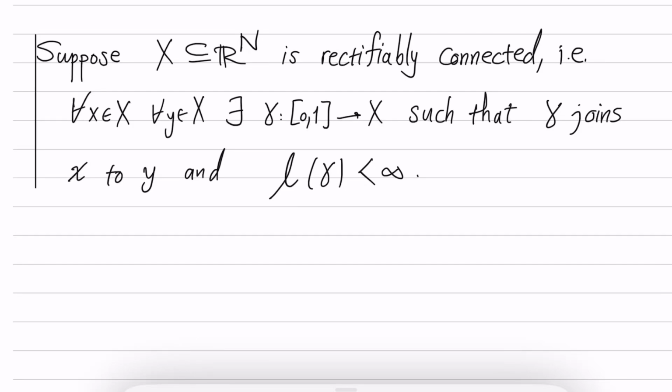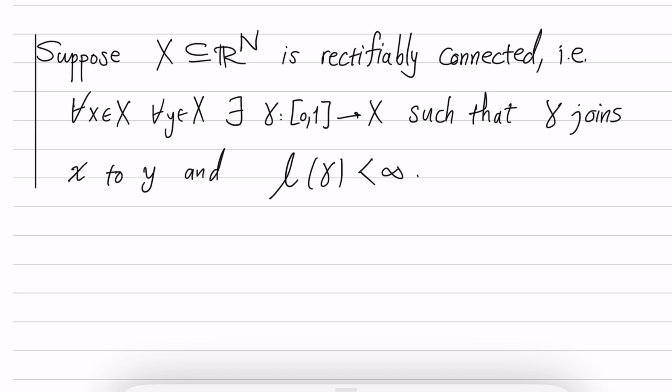I came across an interesting question that I wanted to share with you. Suppose you start with a subset of a Euclidean space that is rectifiably connected. That means between every pair of points in that set, there is some curve within the set X with finite length. And this length is in terms of taking partitions and taking supremum of summation of the successive distances.